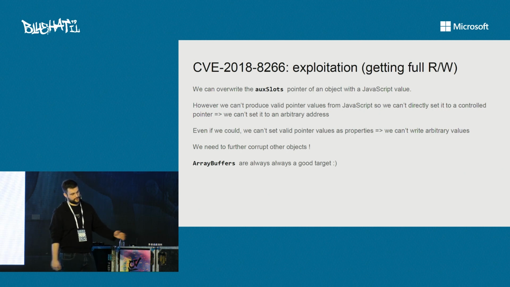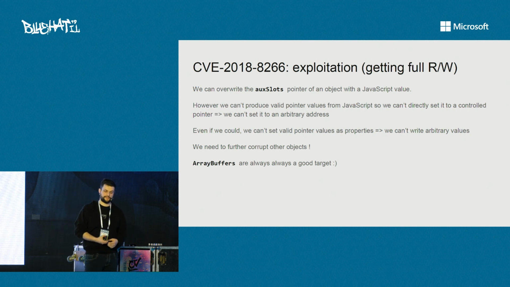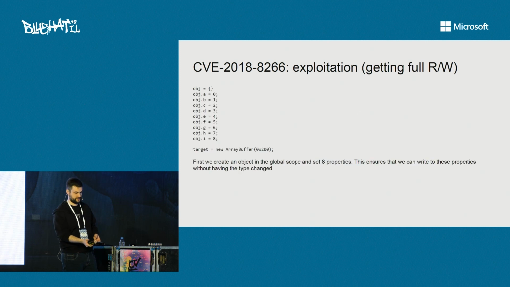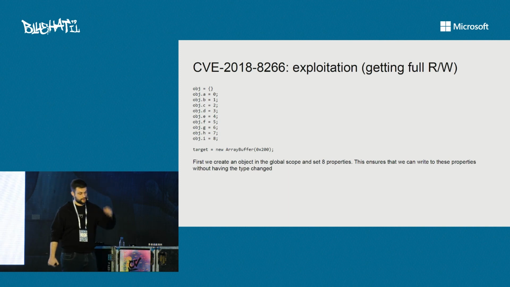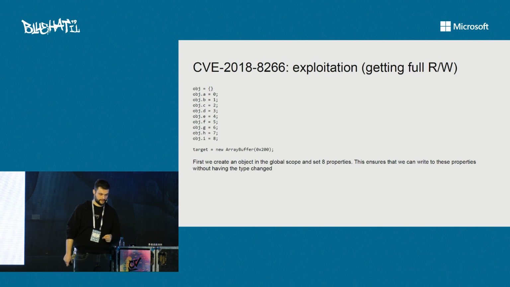And if you've looked at any kind of JavaScript exploit, you've probably seen array buffers and typed arrays, which is the best gift that could have happened for us. So now I'll walk through basically the full exploit to get a full read-write primitive from that. I will release the exploit code, so if you want to check it out for yourself later on.